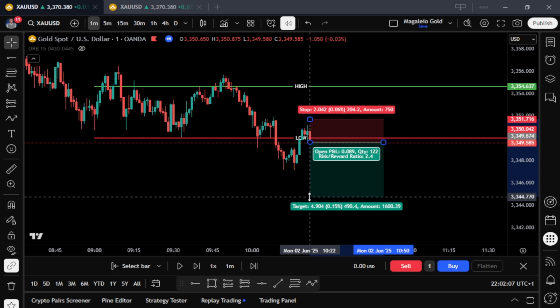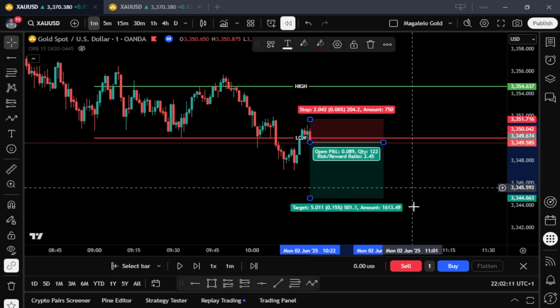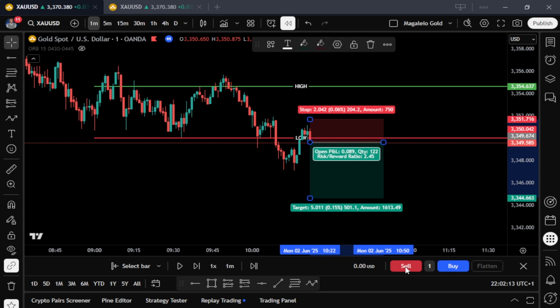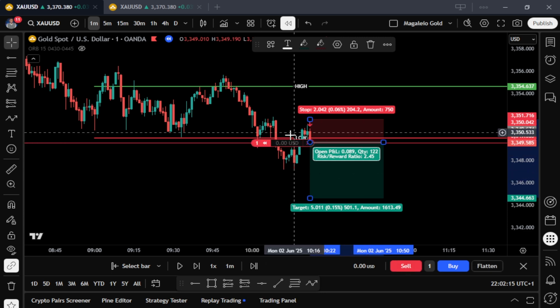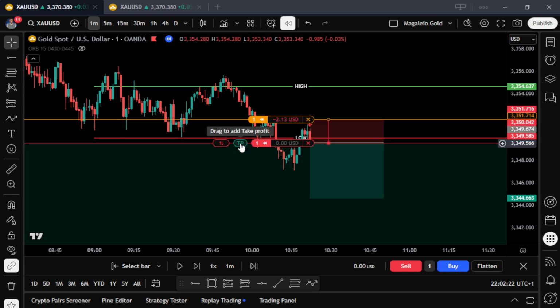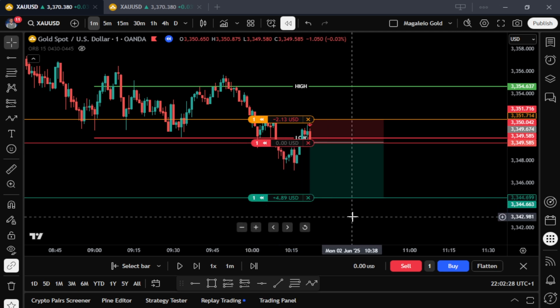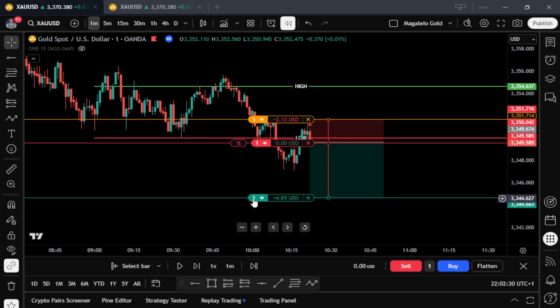Don't be greedy, guys. Just 50 pips. This is our 50 pips, okay? So you take your sell position. Your stop loss is 20 pips, guys. Your take profit is 50 pips, guys. Don't be greedy. Just make your money and get out of the way, all right?